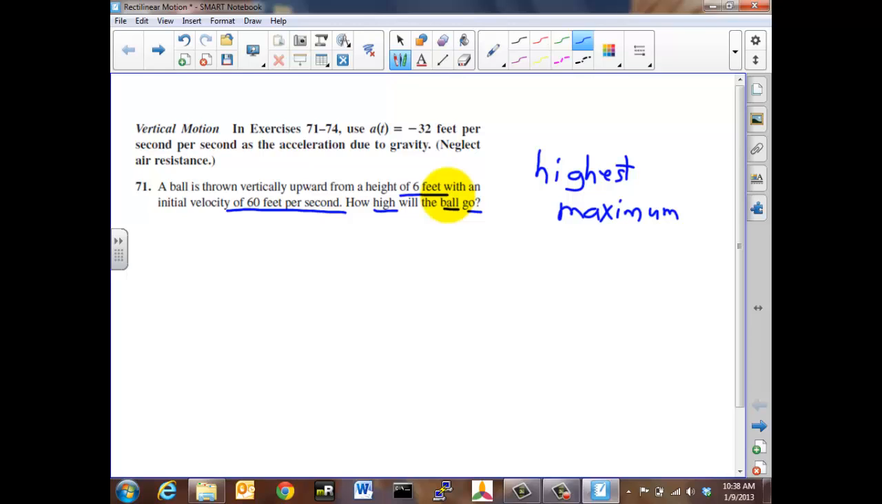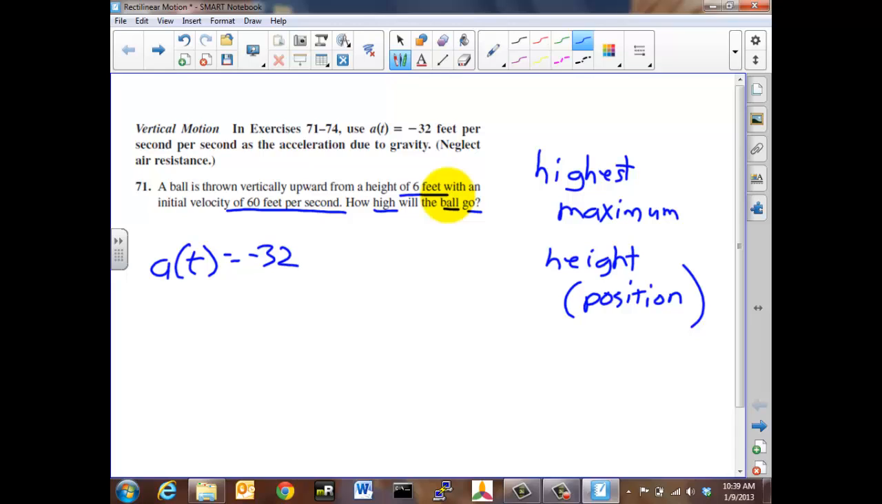We don't have a formula. But what are we trying to maximize? The height. Height or position, okay? So we need to figure out a position formula somehow or another here. Okay? Well, we know that acceleration is negative 32. What can we do with that?